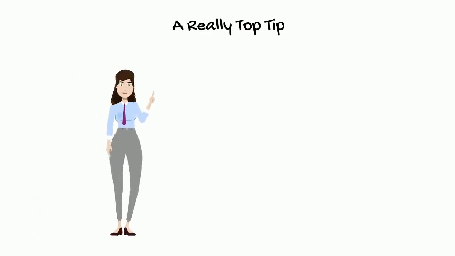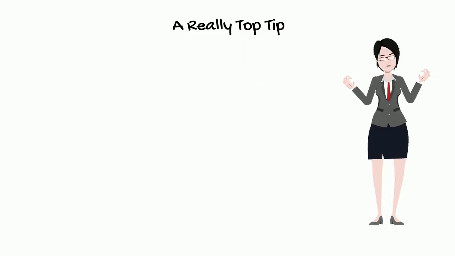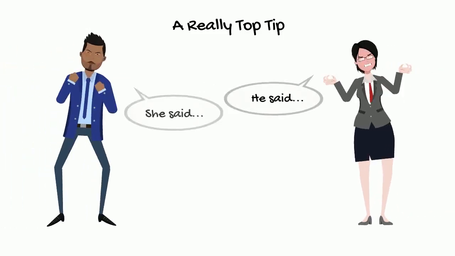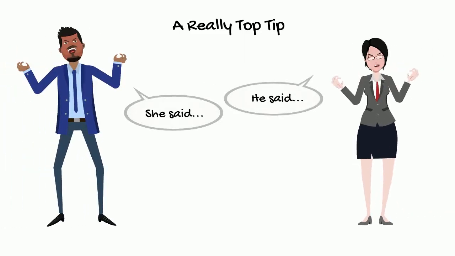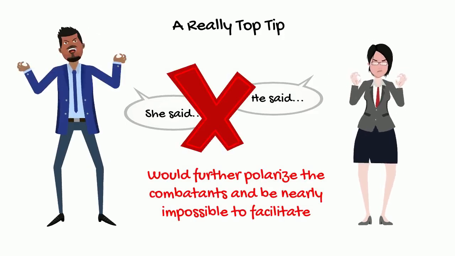Here's a really top tip. Set the tone of the meeting by saying something like, "We will not be talking about history." This will ensure that you avoid getting into a he said, she said, blaming discussion that would further polarise the combatants and be nearly impossible to facilitate.